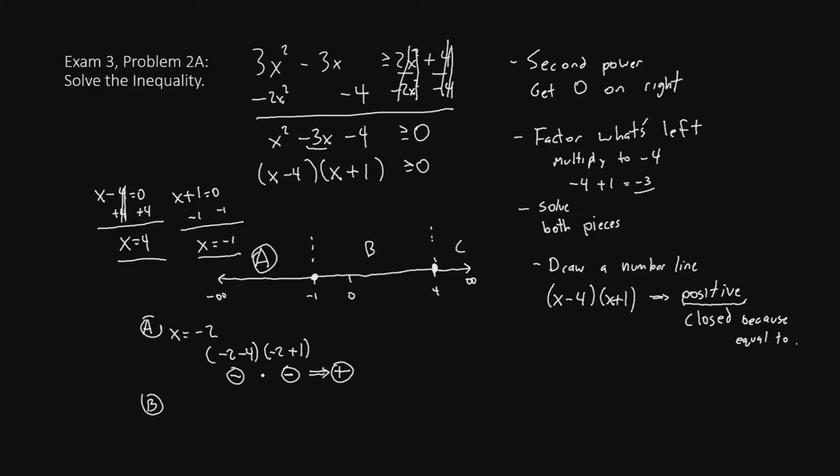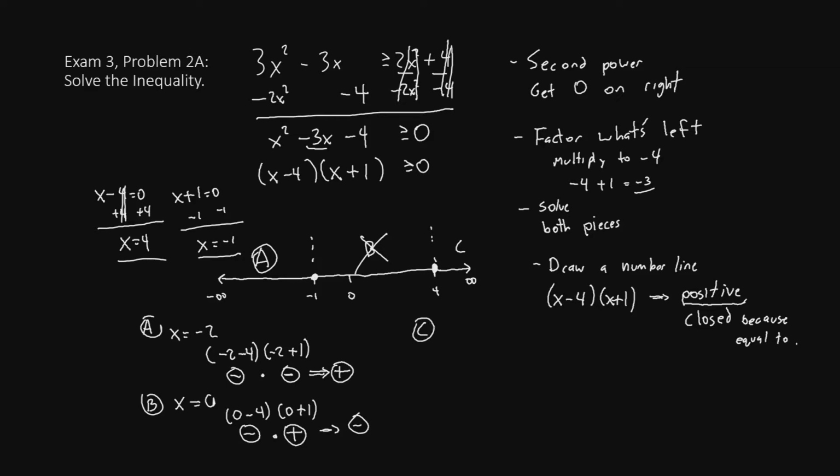We can see that 0 is in the middle of region B, so let's just use 0. So we'll have 0 minus 4 and 0 plus 1. We have a negative number times a positive number. That yields a negative answer, but that negative answer is not a match for the condition that we set out at the beginning. So B will not be part of the answer.